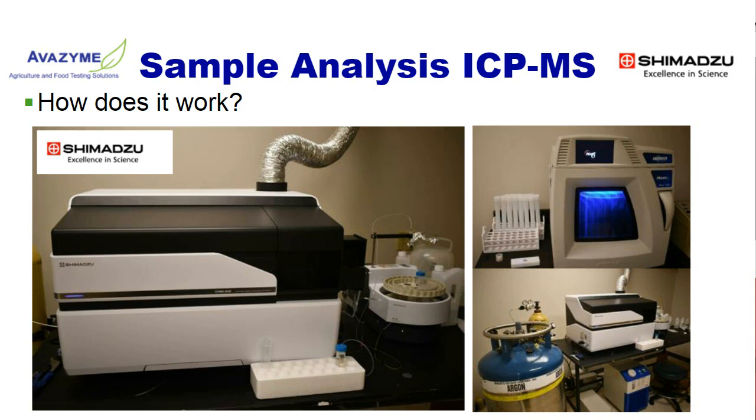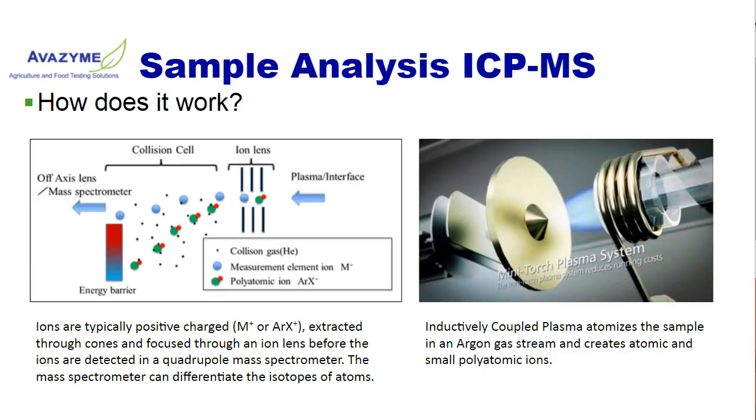In the process of ICP-MS, the samples are infused into the instrument and pass through an inductively coupled plasma that's generated from argon gas. And from there, the elements are broken down into atomic and small polyatomic ions. And from that point, they pass through the cones into the mass spec and are read on a detector.